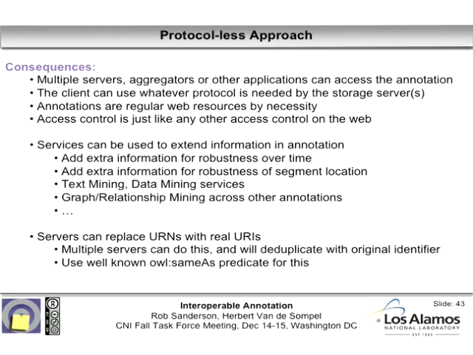Another positive consequence, we think, is that services can be used to extend the information in the annotation. So just because you've published it, someone else can come in and talk about your annotation because it's linked open data. So for example, a service might add extra information to increase the robustness over time or across formats. It goes in, inspects your annotation, inspects the target resource, and then publishes something in RDF which says, and it's about this particular part of the target resource. You could add extra information for the robustness of the segment location, text mining, data mining across annotations, graph mining or relationship mining across lots of annotations. The possibilities are endless.